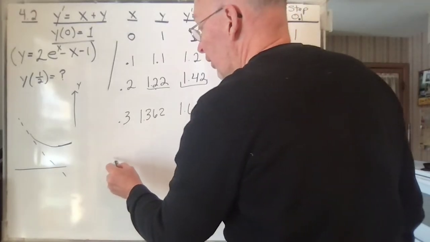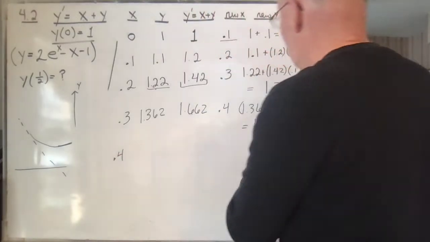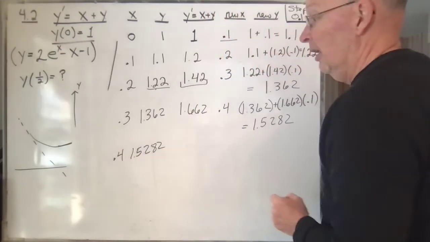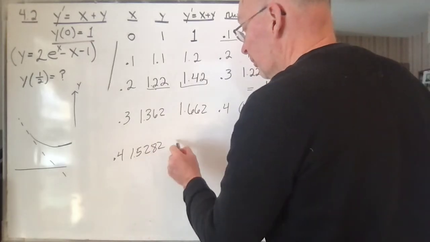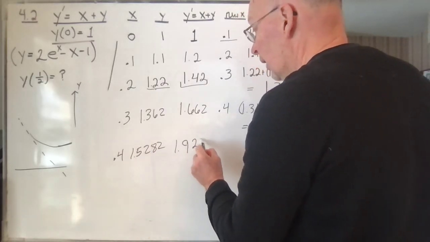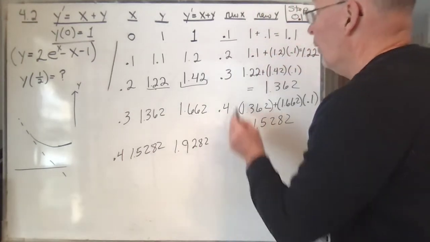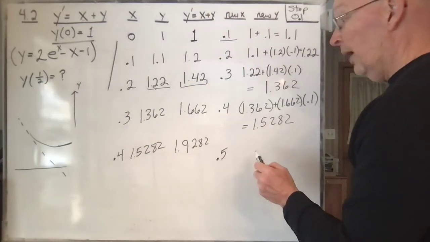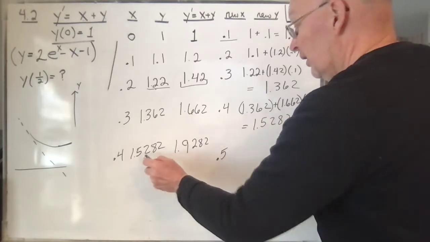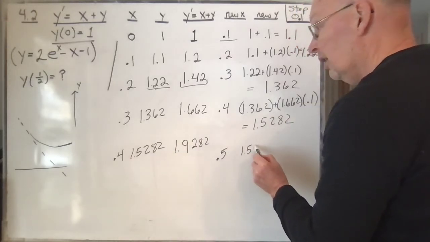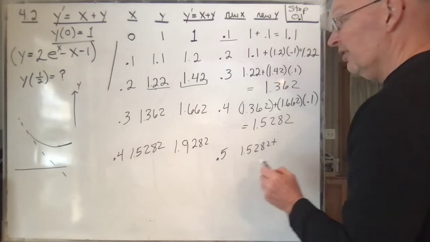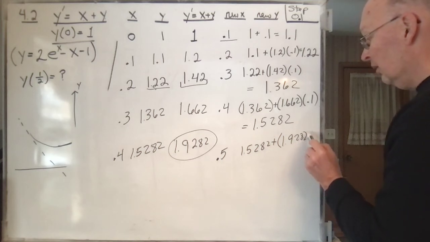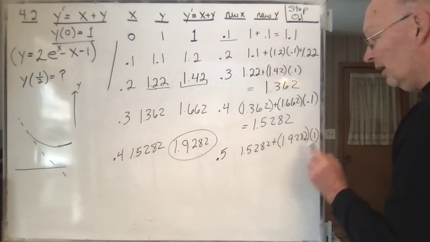So here we are at 0.4. The y value is 1.5282. The slope there, now you add these two, is going to be 1.9282. And now here's the one we want. The new x value is going to be 0.5, which is our 1/2, of course. And then the new y value is going to be the old y value, 1.5282, plus the slope, 1.9282, times 0.1, and we get what?